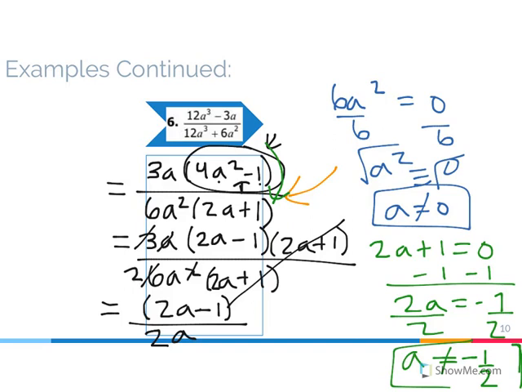So these are our two a values that we are actually not allowed to get. So a cannot equal 0, and a cannot equal -1/2. And then this is our final simplified solution.